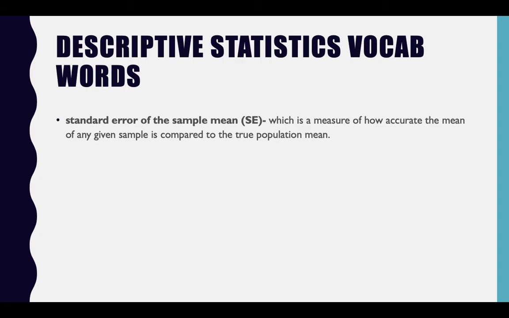I specify capital versus uncapitalized because you'll get different statistical things, so like uppercase R might mean something completely different from lowercase r, so it's good to know. Anyways, so standard error of the sample mean is a measure of how accurate the mean of any given sample is compared to the true population mean.